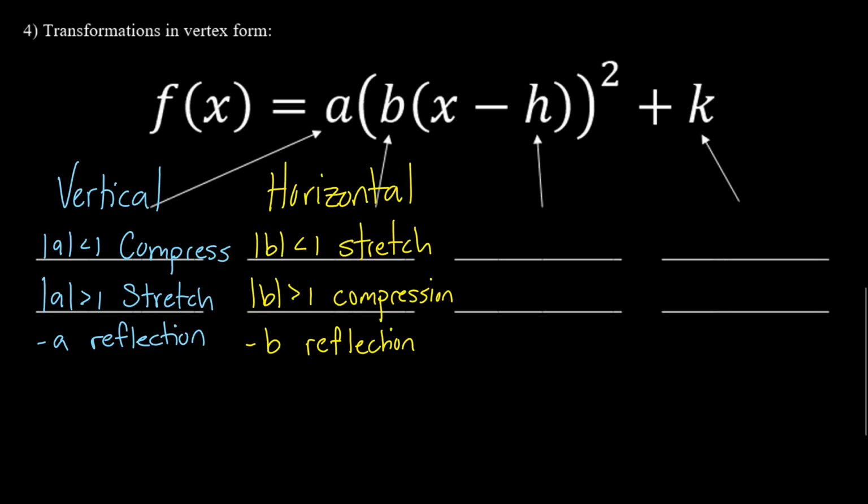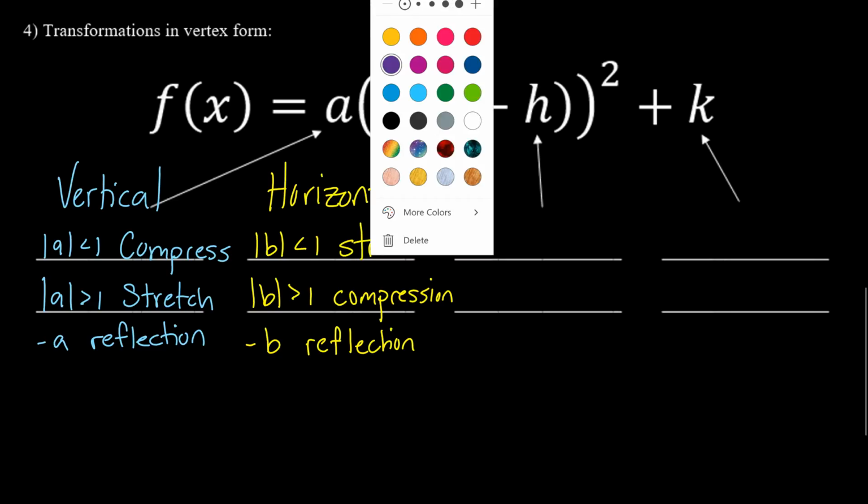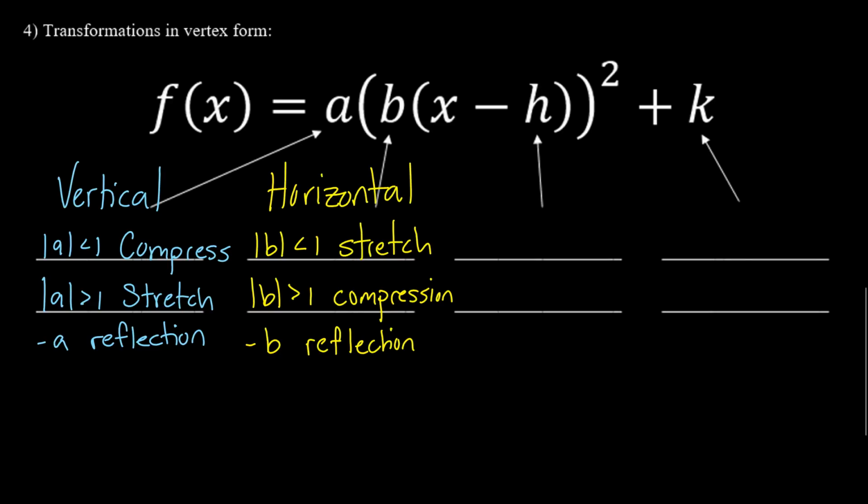Now just for the H and K. H and K represent what? What type of transformations are those? They are our translations. Good. So here, I'm going to write translation.